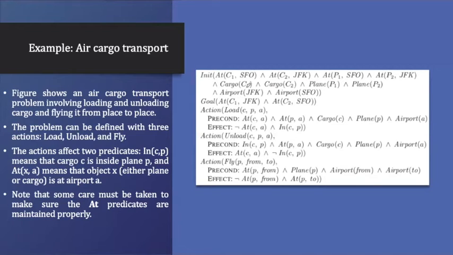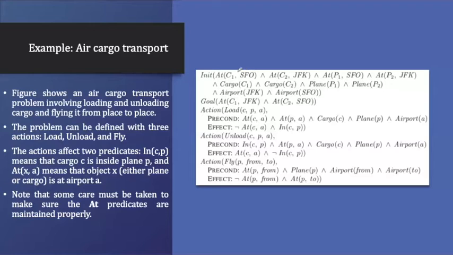And C1, what is C1? C1 is a cargo, C2 is also a cargo, P1 is a plane, P2 is also a plane, JFK is an airport, and SFO is also an airport, right? So this is just to define these particular variables.